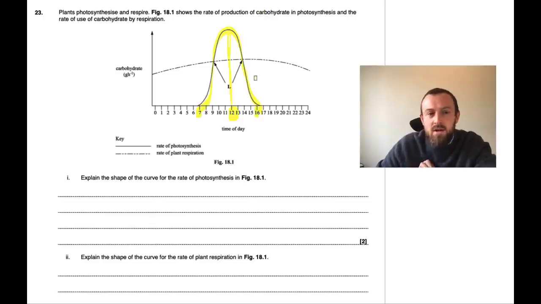That's the thing you'll see in the mark scheme: to get that second mark, you had to mention the light-dependent reactions or the light-dependent stage. You had to give a bit of technical detail. So maximum sunlight equals maximum activity of the light-dependent stage.